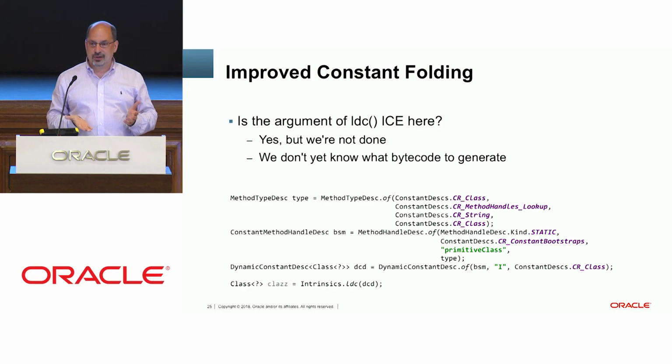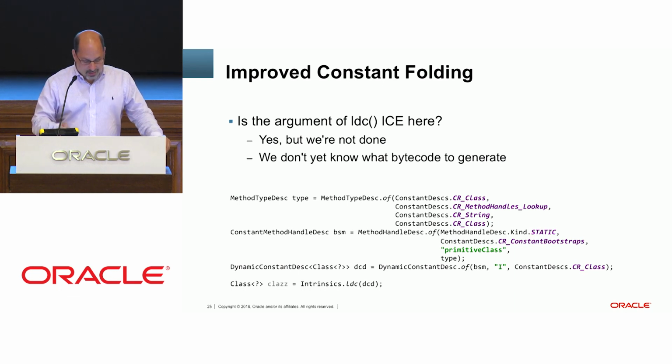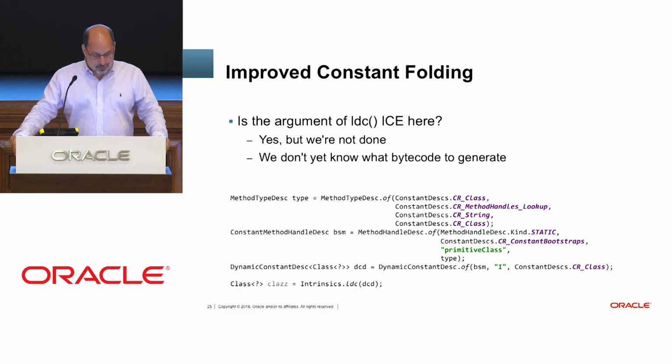Is this invocation going to be an intrinsifiable constant? Well, if you follow through all of that, we have a bunch of references to static final fields, and then invocations of methods with those references to static final fields. So this type thing, that's a constant. And primitive class, that's a string, that's a constant. And I have some enums, and that's a constant. And another reference to a field, that's a constant. So this bootstrap method descriptor, that's also a constant.